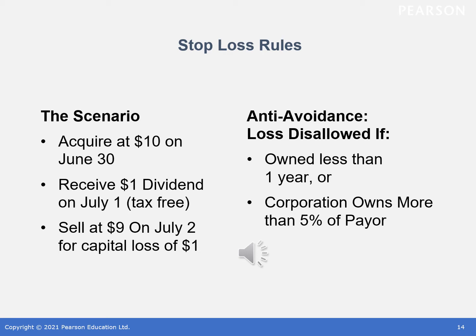So this scenario is, what if you bought the shares at $10 each on June 30th, you got a $1 dividend, which is tax-free, on July 1st, and then you sold it on July 2nd for $9 a share. So you have a capital loss of $1 per share. In that situation, you have a tax deduction for the capital loss and dividend income tax-free of the dollar each. So you're actually gaining a gap. Under this anti-avoidance loss, this deduction and add back would be disallowed.